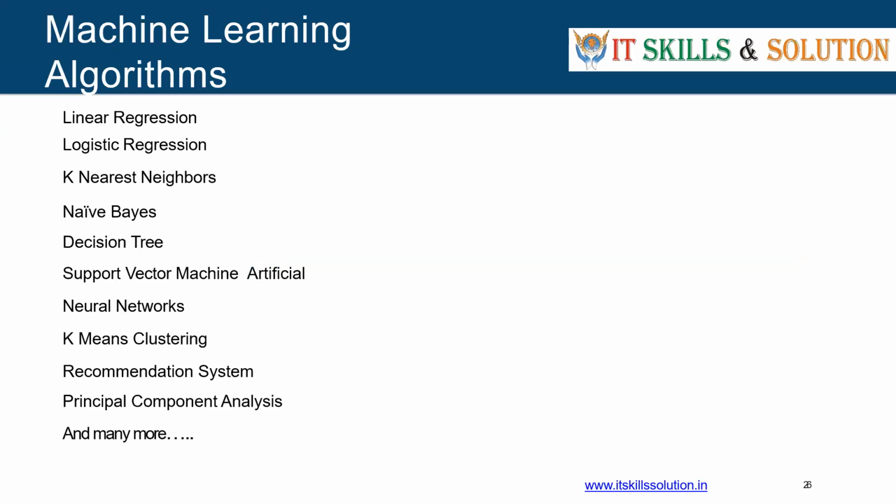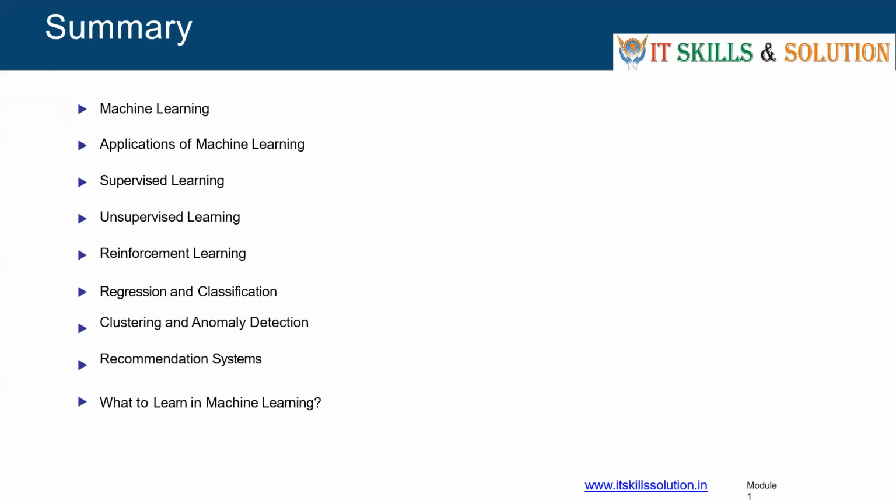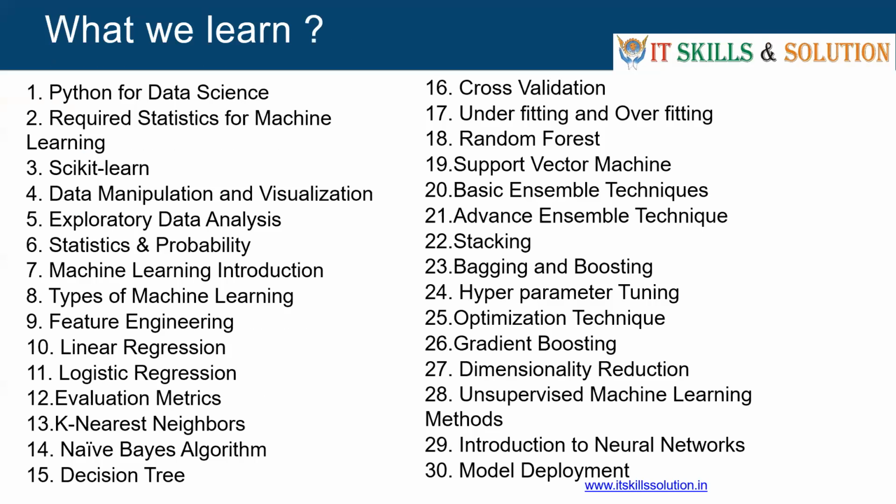Okay, so in machine learning algorithms, we are going to learn linear regression, then logistic regression, k nearest neighbor, naive Bayes, decision tree, random forest, neural network, k means, then recommendation system, then principal component analysis, and yes, there are many more algorithms which we can't write on this slide. But there are so many algorithms which we are going to learn in this program.